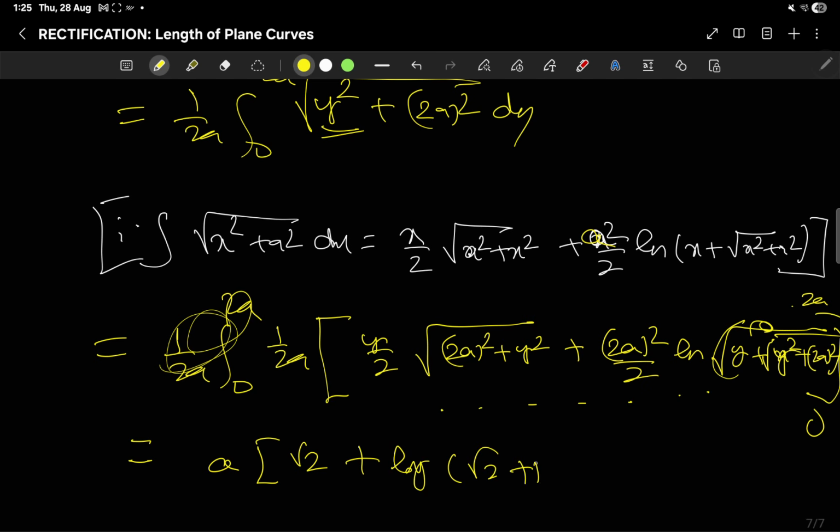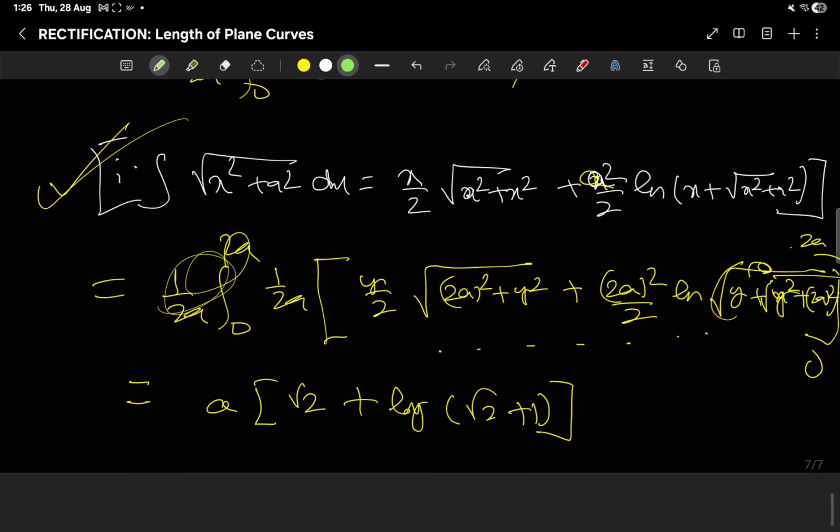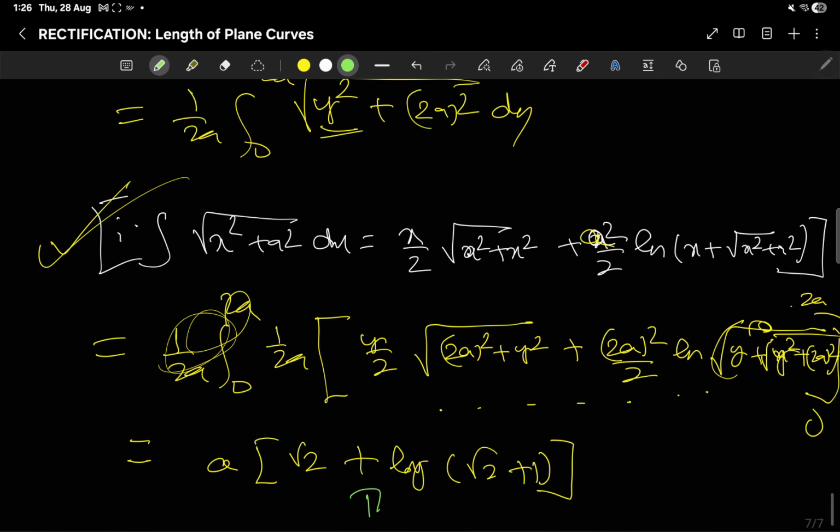Since the video is getting lengthy, I just skip it. You should complete this integration by using this formula. One set of lectures covers the entire rectification, so you are required to go through some examples from any standard books. Now I should conclude this lecture here.